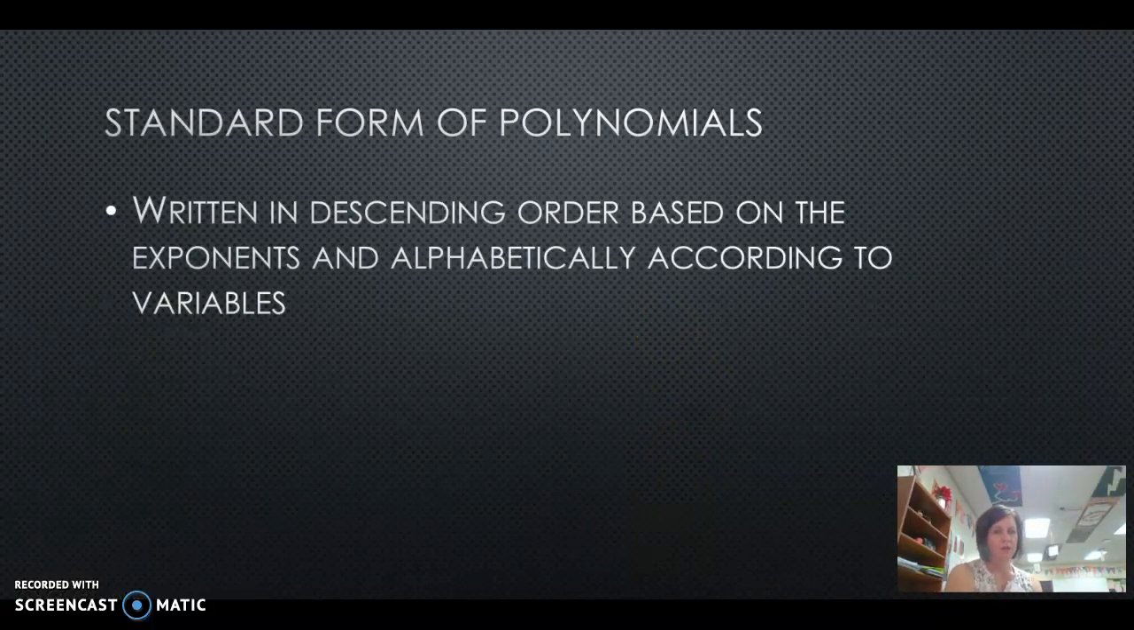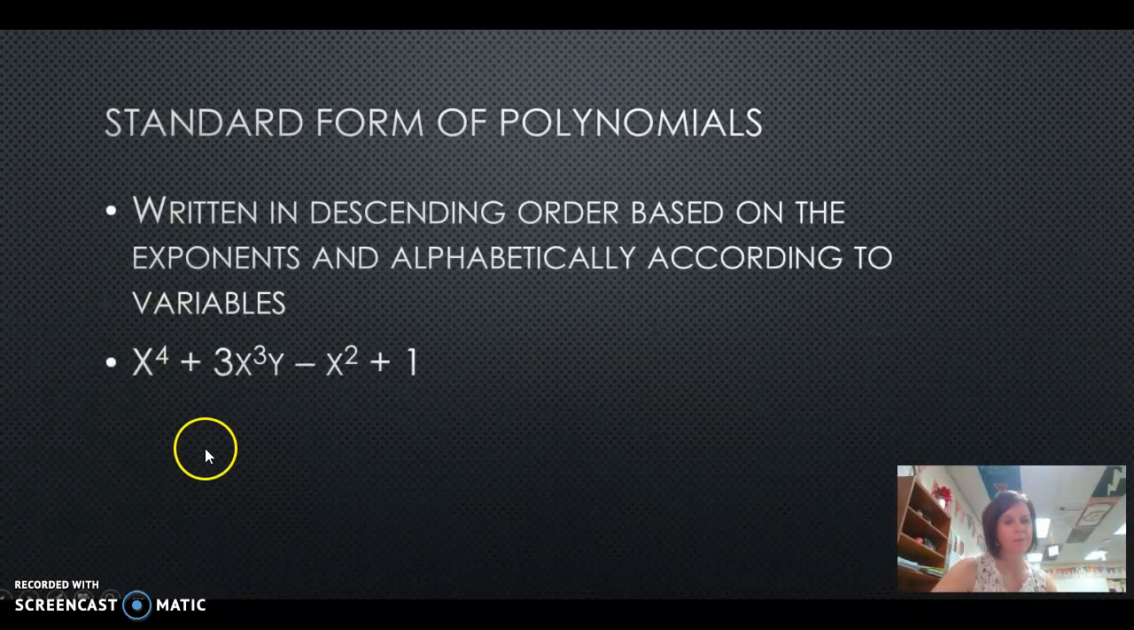Standard form of polynomials. So we need to know the correct order, and we've talked a lot about what is the correct order to write things in. Standard form of a polynomial means that the polynomial is written in descending order based on its exponents and alphabetically according to the variables. So first alphabetically, and then based on the exponents.